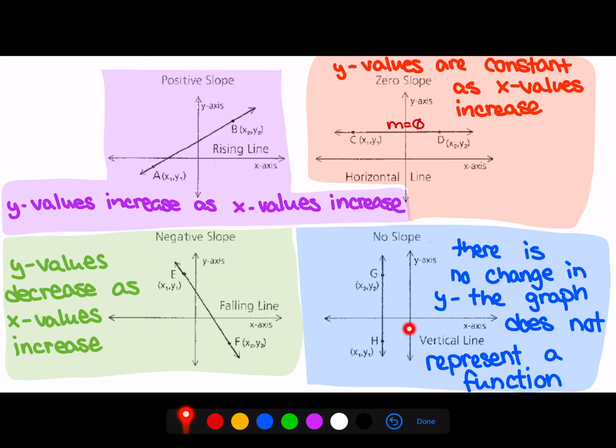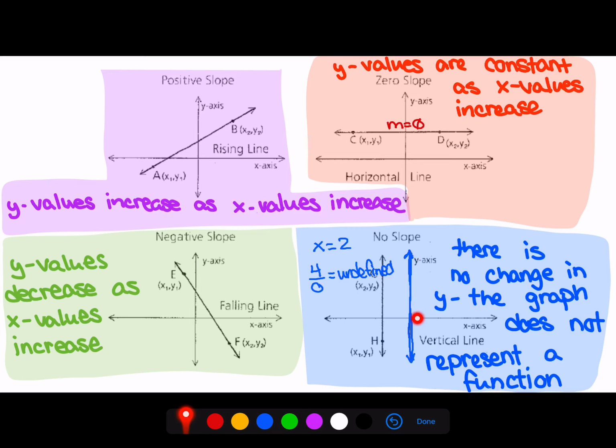And then lastly, no slope. No slope is a vertical line. There is no change in the x. The graph does not represent a function. So in this case, this is such as the line x equals 2. This creates a vertical line. Now, the reason that we get this is when our run is 0. So if I have a slope of 4 over 0, that gives me an undefined slope, which tells me right away that the line will look something like this. That it will be a vertical line. So there is no rise over run that works. I can rise 4, but if I run 0, it's going to have a slope that is undefined.